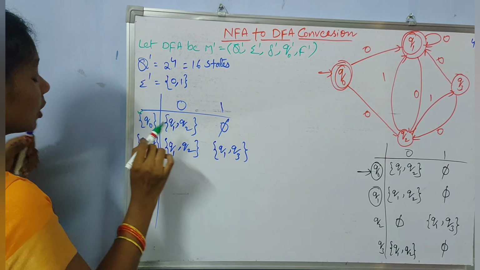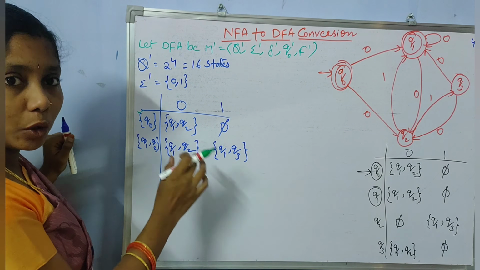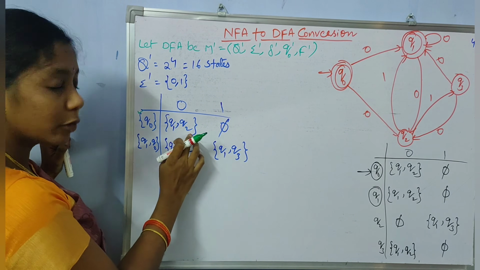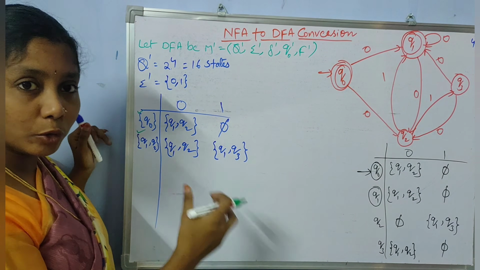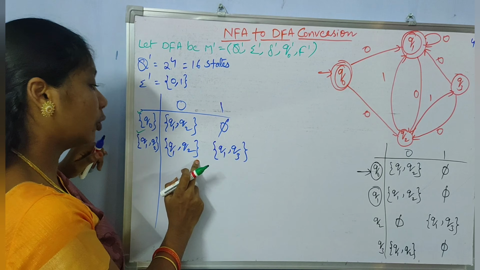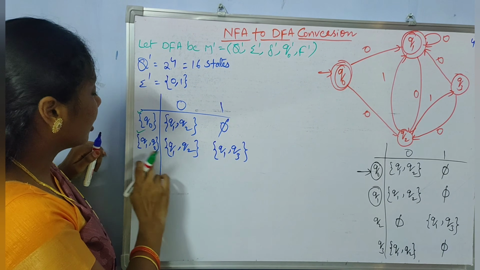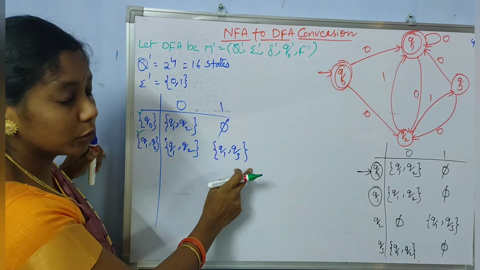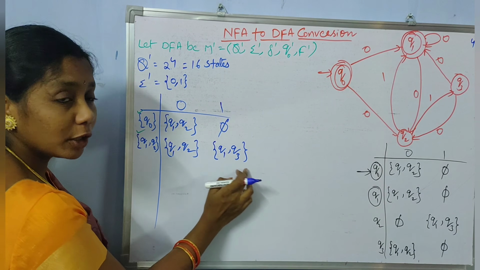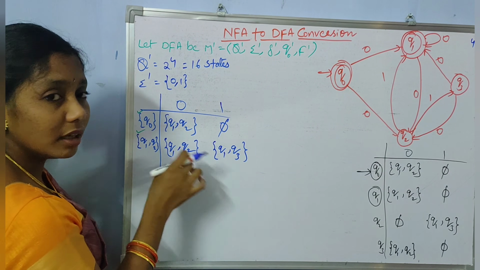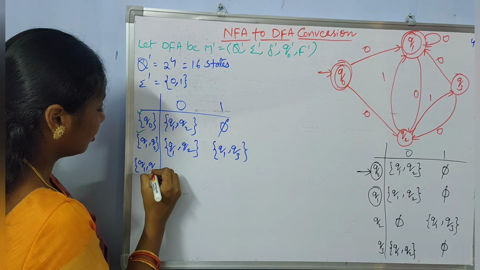So we started initially at Q naught, and with 0 the reachable state is Q1, Q2. Then Q1, Q2 with input 0 goes to Q1, Q2 again. It is already marked as a reachable state, so no need to mark it again. Next, with 1 it goes to Q1, Q3, so we need to consider another reachable state. Q1, Q3 is reachable from Q1, Q2, so I am considering Q1, Q3.